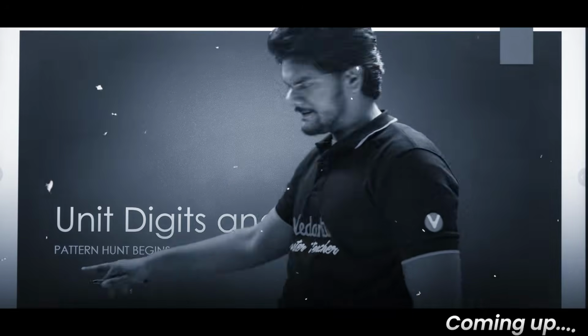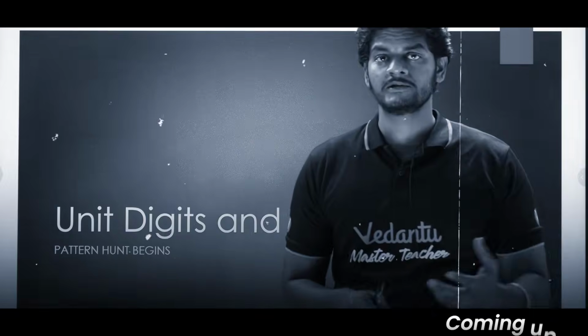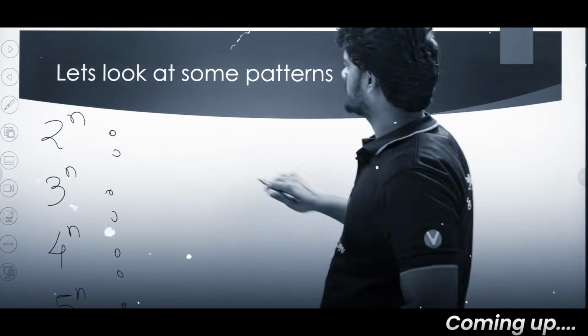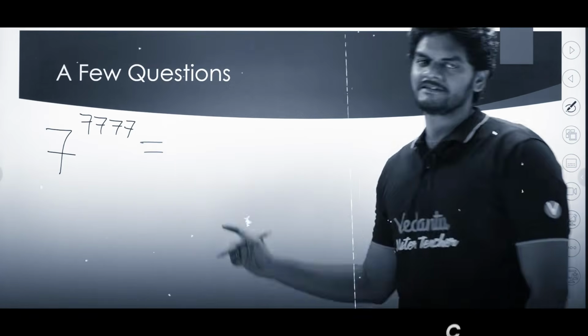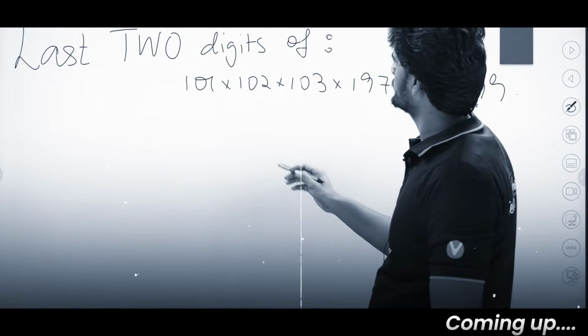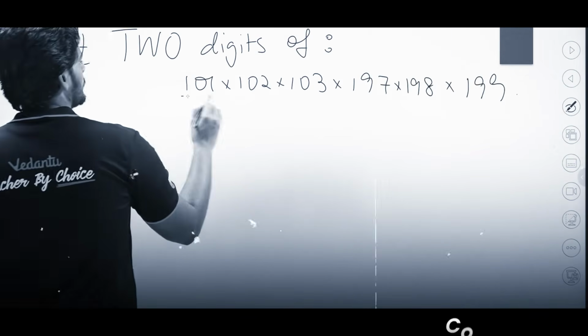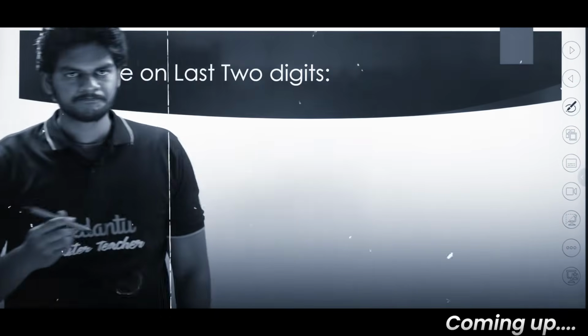Today, the pattern hunting will begin. How much you observe pattern becomes way more important. So first, we will immediately begin with the pattern observation. A few questions. Now, what is this? 7 power 7777. So let's look at a question which deals with last two digits of this product. 101, 102, 103, 197, 198. Note on last two digits.